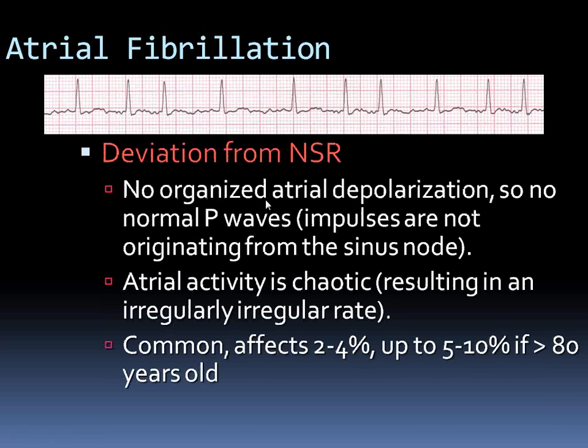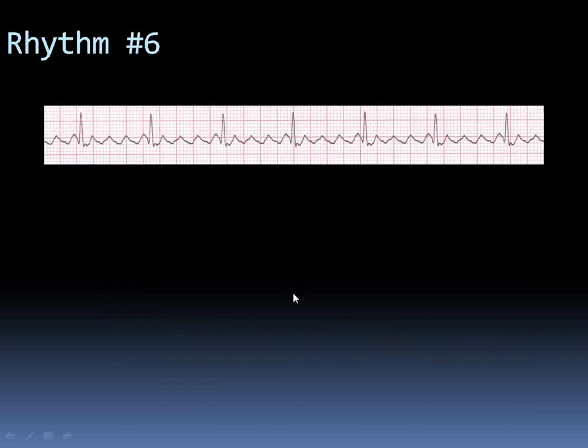Once again, no organized atrial activity, so no normal P waves. As you can see, they're all chaotic and irregular. Atrial activity is extremely chaotic. Okay? All right. Now, this is the ECG of a flutter. See how well formed the P waves are? You can see a very well-formed P wave.